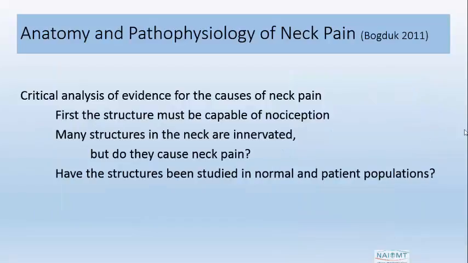An article written by Nikolai Bogduk in 2011 called The Anatomy and Pathophysiology of Neck Pain is a detailed critical analysis of the evidence for the sources of neck pain. He goes through in detail identifying structures that are capable of nociception and then looks for the scientific evidence in normals or patient populations for those structures being causes of neck pain. As evidence of the structures which could potentially cause neck pain, Bogduk identifies multiple large studies from which he extrapolates an approximate prevalence from this metadata.